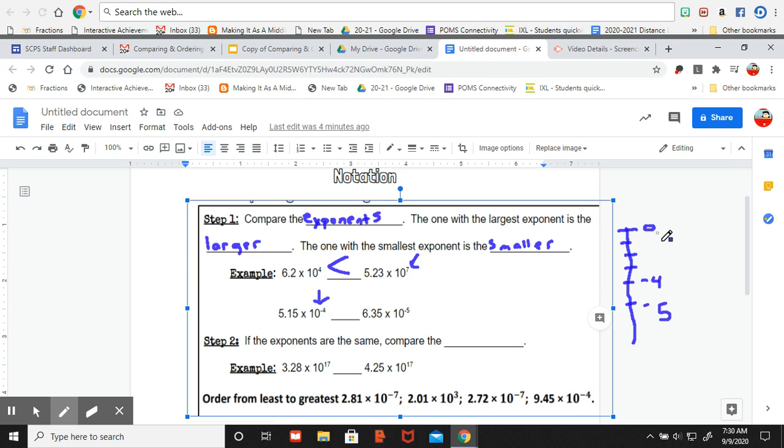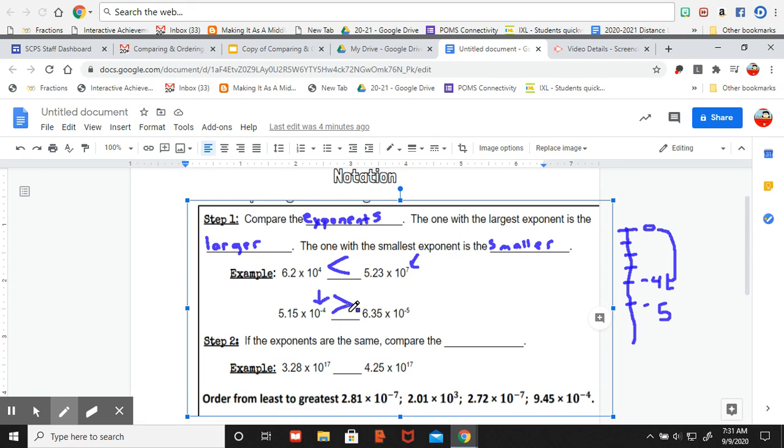Now I like to pretend that I'm 0 and I'm looking down. When you're standing up high somewhere and you're looking down, what's furthest away from you is the smaller value or the smallest object. So in this case, our largest value, -4, is greater than -5. So over here, I just put an arrow showing you that -4 is greater. Therefore, 5 and 15 hundredths times 10 to the negative fourth power is greater than 6 and 35 hundredths times 10 to the negative fifth power, because -5 is less than or further away from -4.